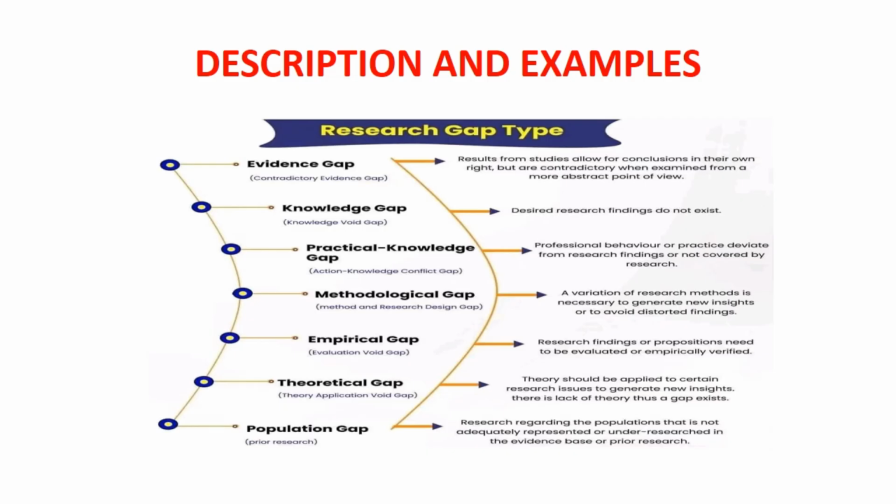And then population gap, which is research regarding a population that is not adequately represented or under-researched in the evidence base of prior research. So probably previous studies involve a small sample of the population, and therefore the same research should be done again, to include more samples or a bigger sample.